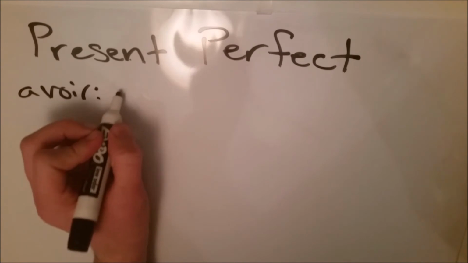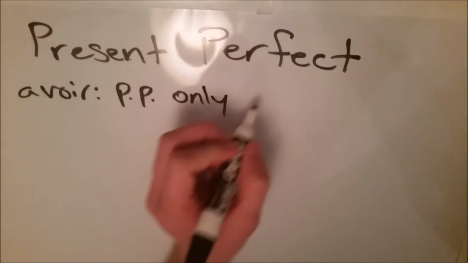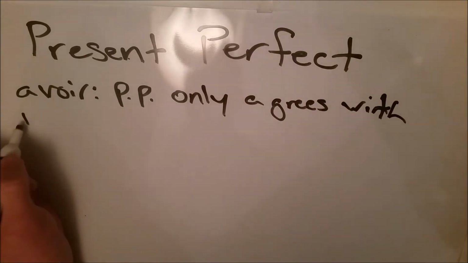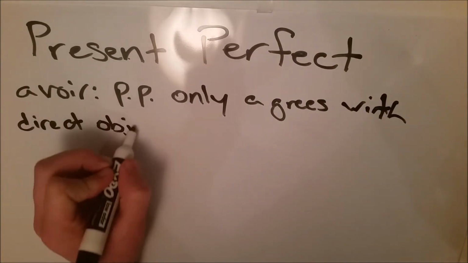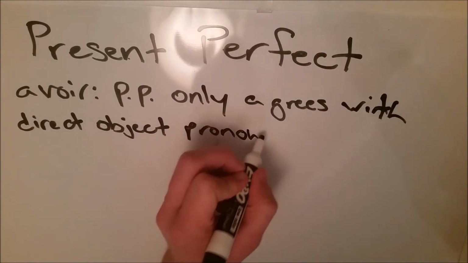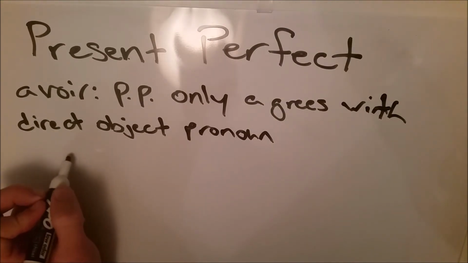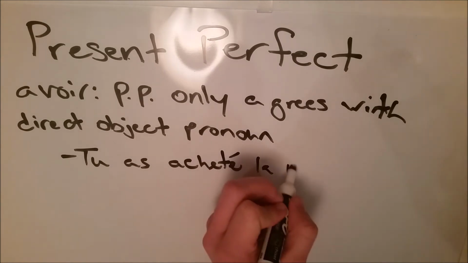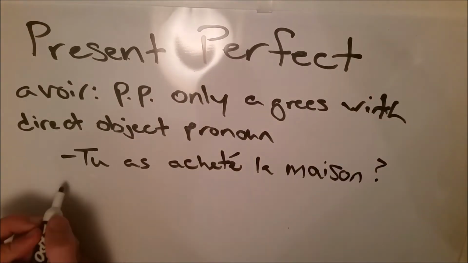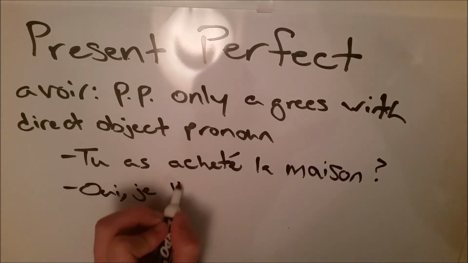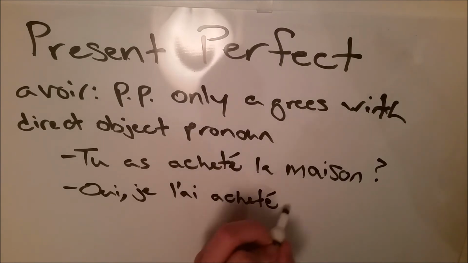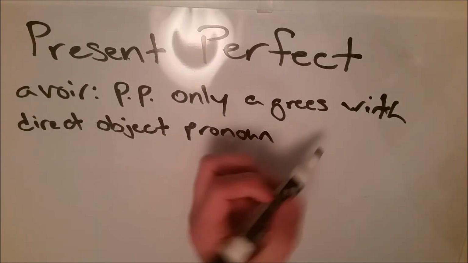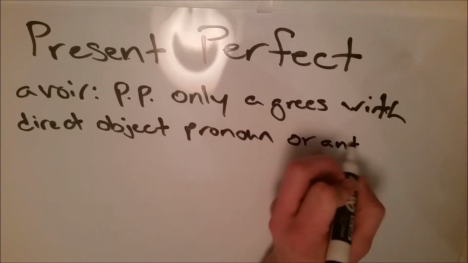And we usually don't make past participles agree with avoir. We only want the past participle to agree with a direct object pronoun. For example, we have the sentence, tu as acheté la maison? Oui, je l'ai achetée. We add a second E in the second sentence to agree with the l'apostrophe.